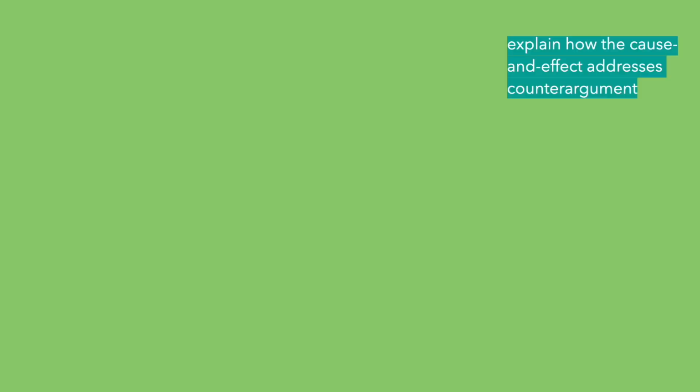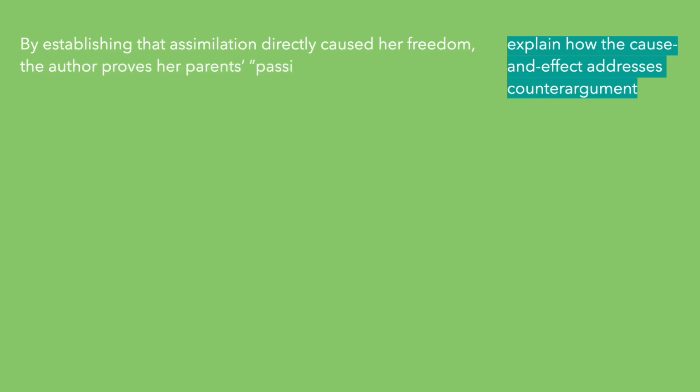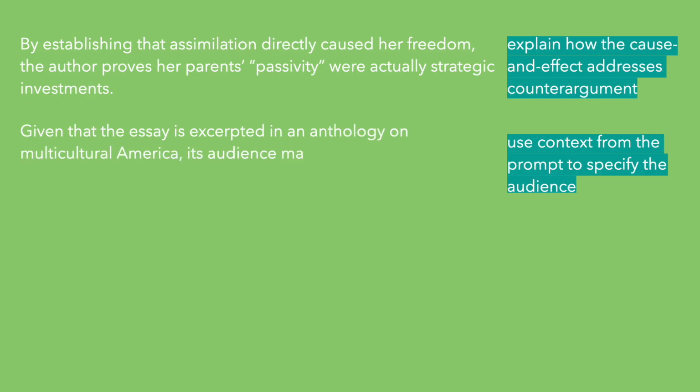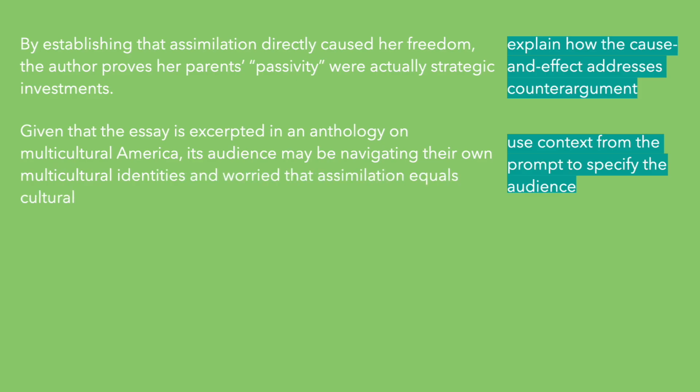Step number 3, explain how the rhetorical choice addresses the counterargument. By establishing that assimilation directly caused her freedom, the author proves her parents' passivity was actually strategic investments. Step number 4, connect to the audience using anthology context. Given that the essay is excerpted in an anthology on multicultural America, its audience may be navigating their own multicultural identities and worry that assimilation equals cultural erasure. Remember, use information from the prompt to specify the audience.